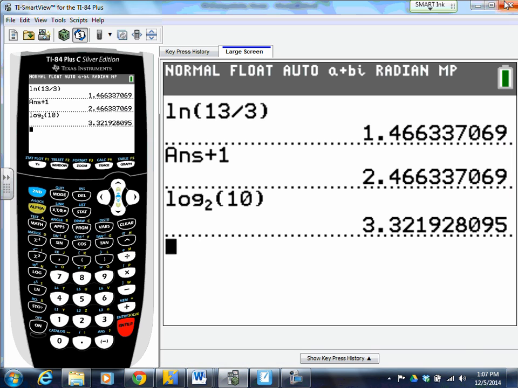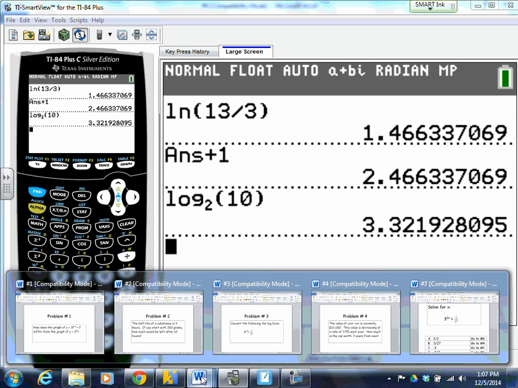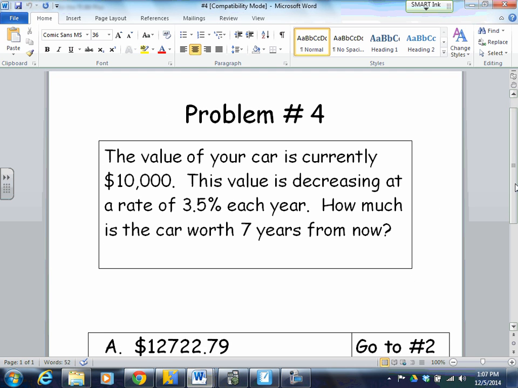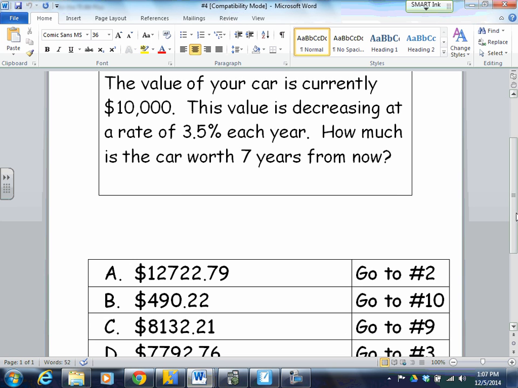So we're done with number 5. Time to go to number 4. The value of your car is currently $10,000. This value is decreasing at a given rate. How much will it be worth in 7 years?